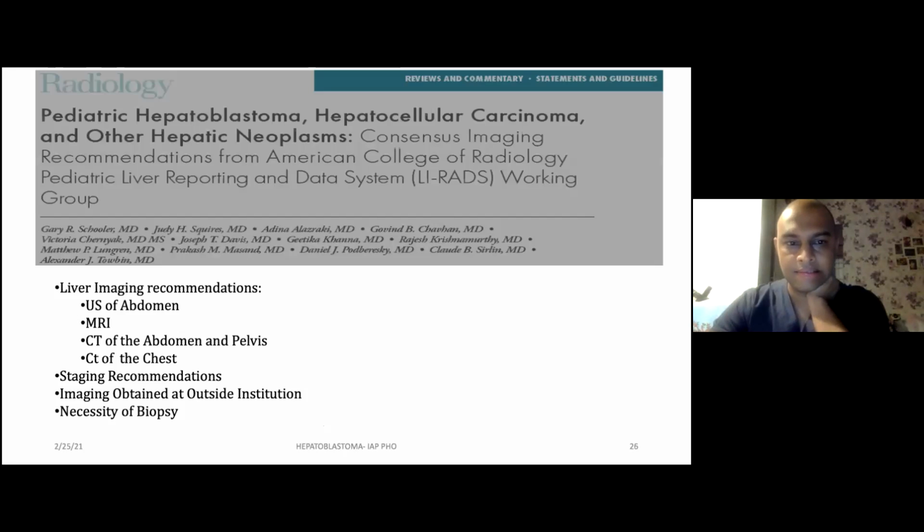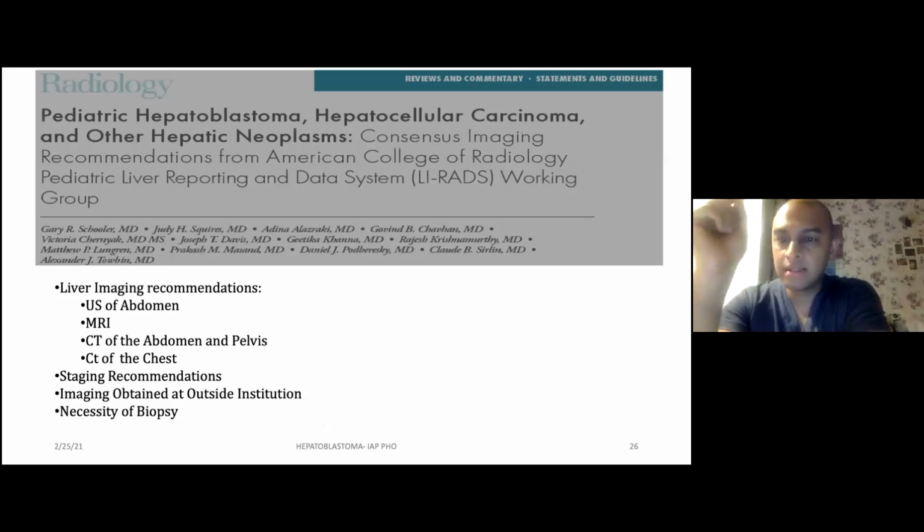Next slide. Okay, now there has been a recent consensus arrived upon, I think last year, 2020. It's called the Pediatric LI-DATS group. The LI-DATS working committee has given recommendations. Okay, now the role of ultrasound. This is the initial modality, but you should not always stop with ultrasound. You see a lesion, it doesn't stop there. You have to go forward with CT or MRI. The next is MRI.